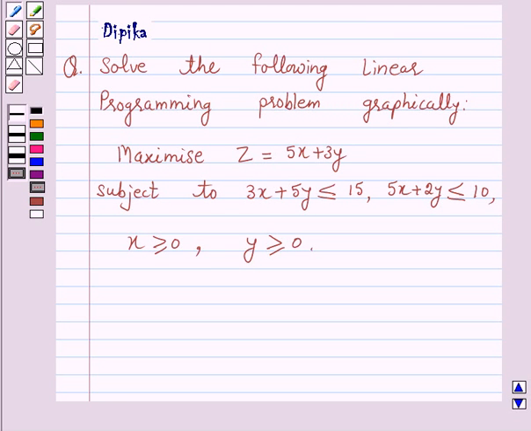I am Deepika here. Let's discuss a question which says, solve the following linear programming problem graphically. Maximize z = 5x + 3y subject to 3x + 5y ≤ 15, 5x + 2y ≤ 10, x ≥ 0 and y ≥ 0. So let's start the solution.